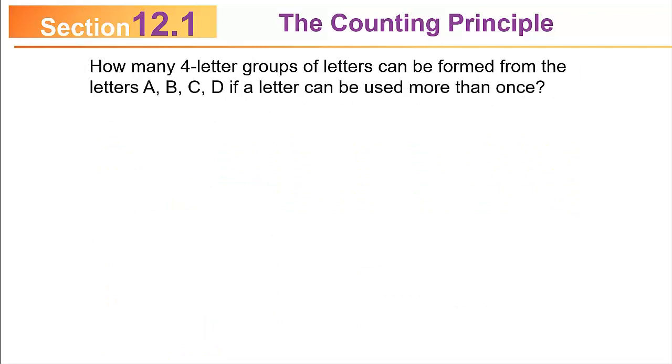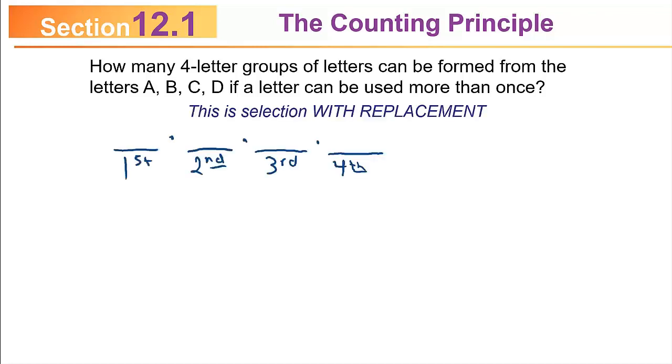How many 4-letter groups of letters can be formed from the letters A, B, C, and D if a letter can be used more than once? If you can use it more than once, that's like with replacement. You're drawing a letter, looking at it, and then putting it back in before you draw another letter. So that selection is with replacement. We're drawing out 4 letters, so this is a 4-stage experiment.